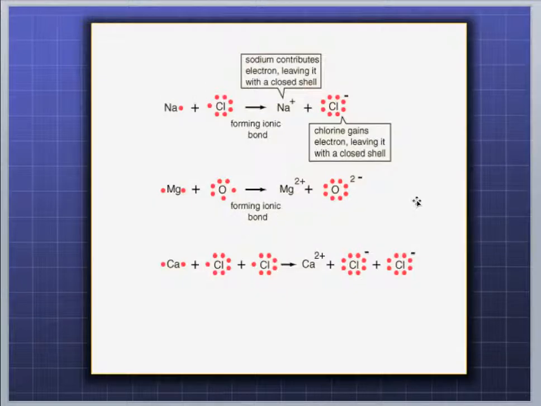Okay, Lewis dot structures. So again, sodium chloride. We see our 1 valence electron on the sodium and 7 valence electrons on chlorine. They're going to come together. Sodium is going to lose its 1 valence electron to chlorine, making it an ion, and chlorine as well, because it reaches octet. So that's always exciting.